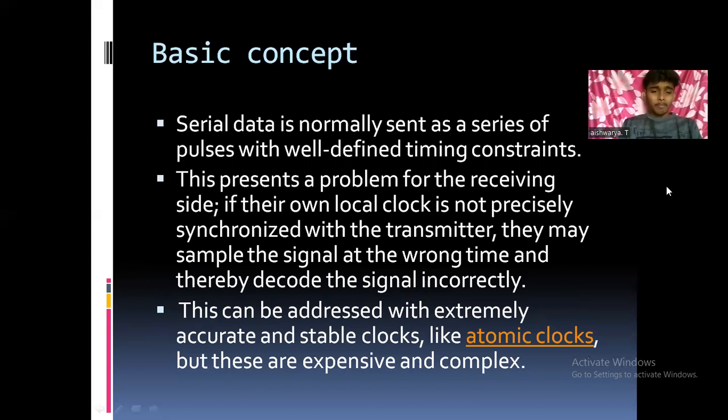Here the local clock is not precisely matched with the transmitter, so the signal is sampled at the wrong time and decoded incorrectly, as we said previously. This can be addressed with extremely accurate and stable clocks like atomic clocks, but these are very expensive and complex too. Serial data is normally sent as a series of pulses with well-defined timing constraints.